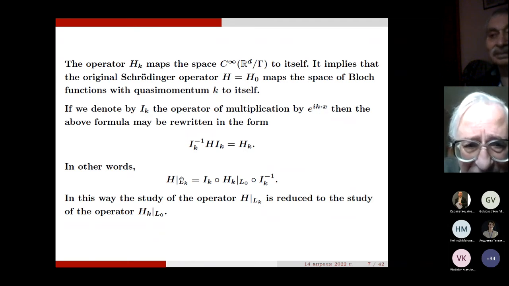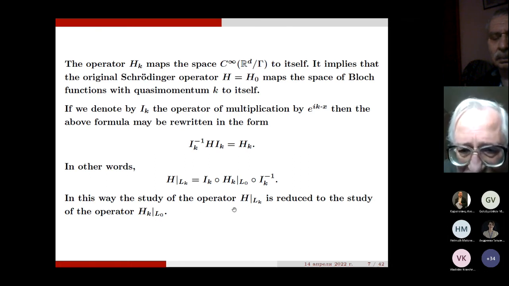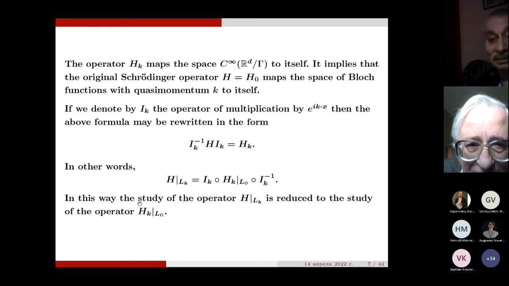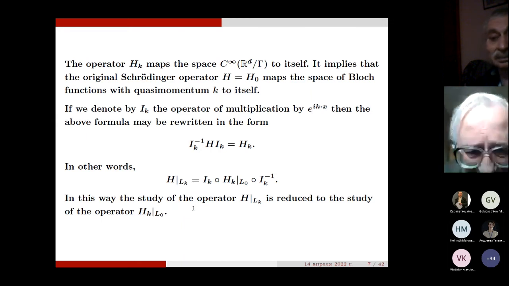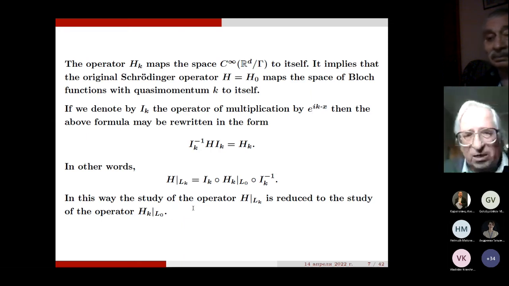In other words, if we consider H on the space of Bloch functions with quasi-momentum k, this is the same as h_k on the space L_0 conjugated by i_k. So in this way, the study of the operator H on L_k, which is our main goal, is reduced to the study of this Bloch operator h_k on the subspace L_0. This is just an L2 subspace.